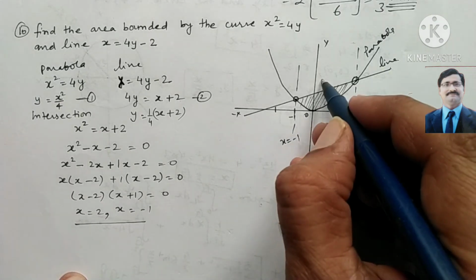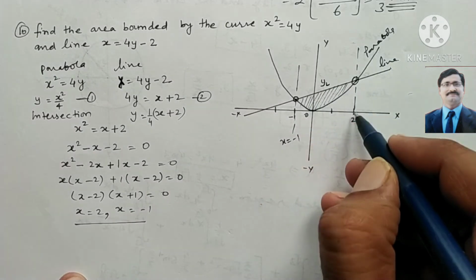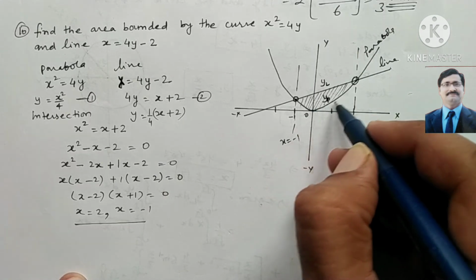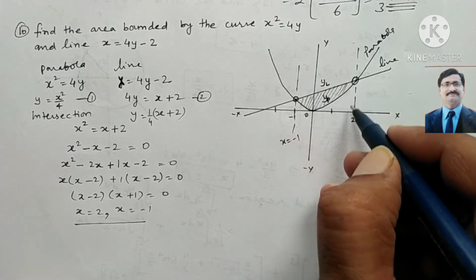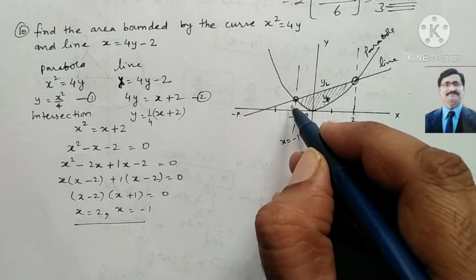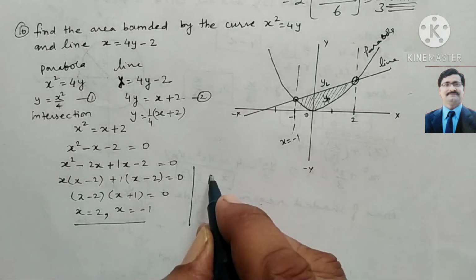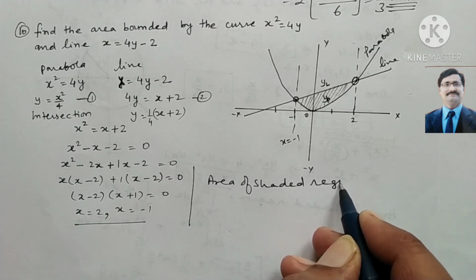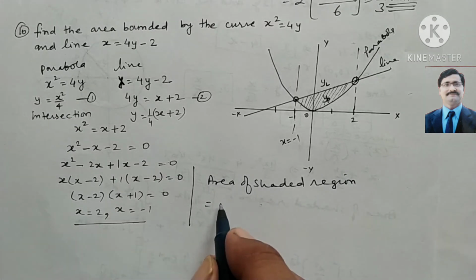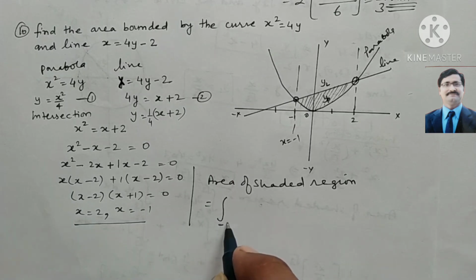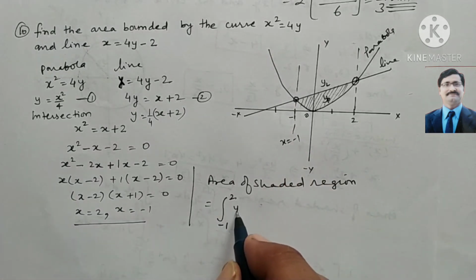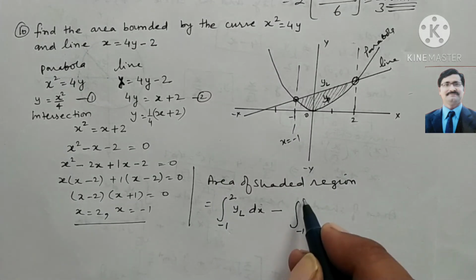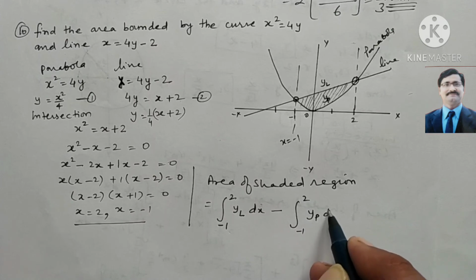So if we take this y from the line, we get this area, the total trapezium area, and if we take y of the parabola, we will get this area, means from the trapezium we have to subtract this below part. So you can write here, area of shaded region equal to, first we write integral from minus 1 to 2 of y line dx, minus integral from minus 1 to 2 of y parabola dx.